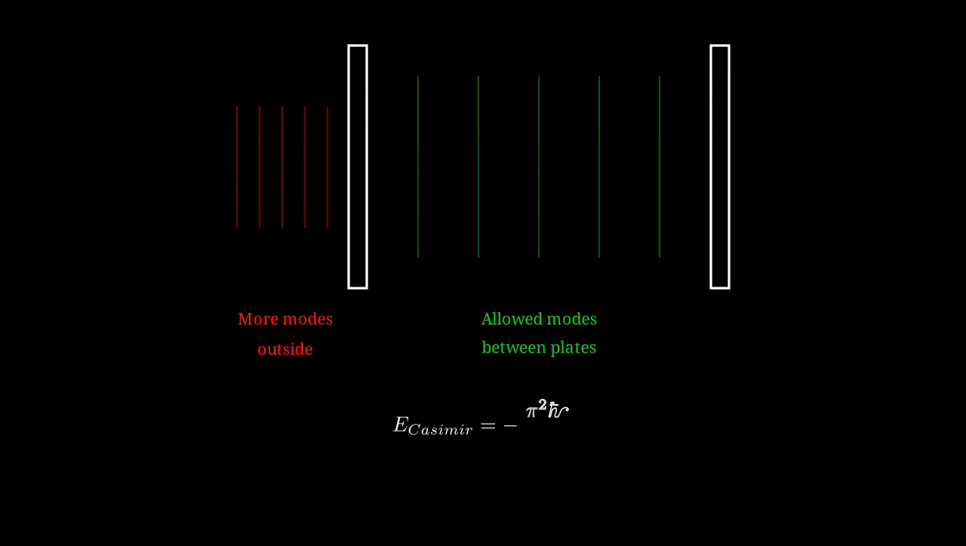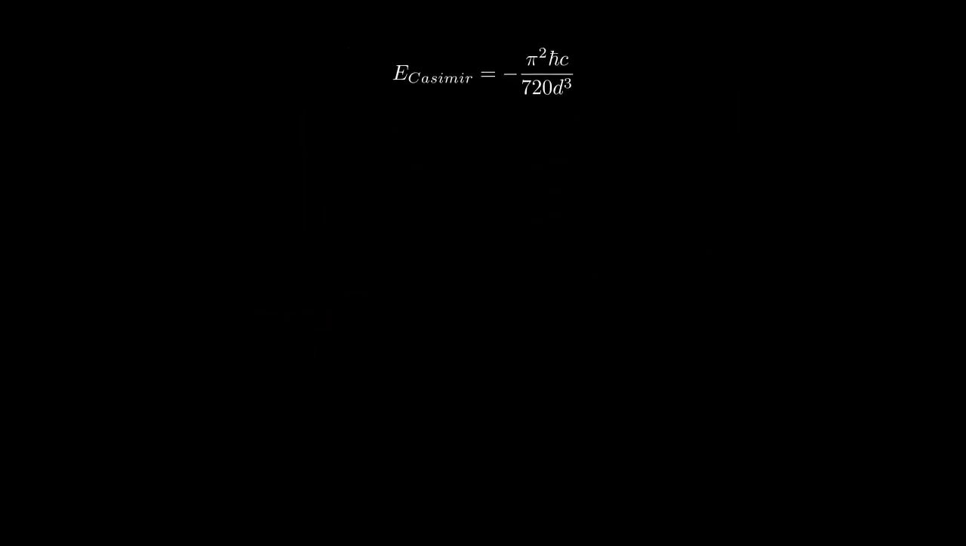The Casimir energy per unit area between perfectly conducting plates is negative pi squared h bar c over 720d cubed, where h bar is Planck's constant divided by 2 pi, and c is the speed of light. The pressure is the derivative, negative pi squared h bar c over 240d to the fourth. Notice this goes as 1 over d to the fourth, which is a steeper dependence than van der Waals.